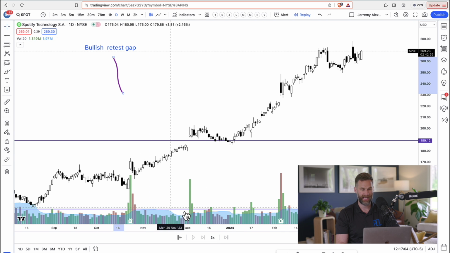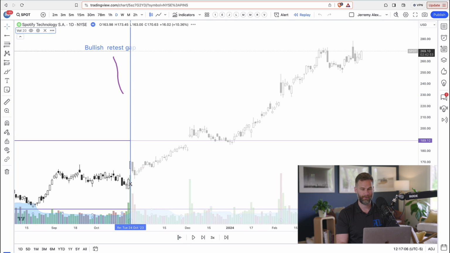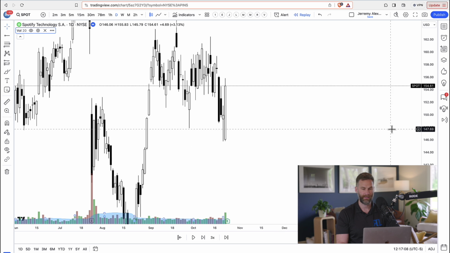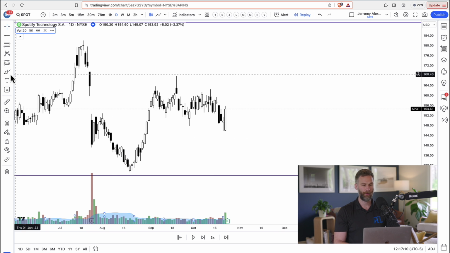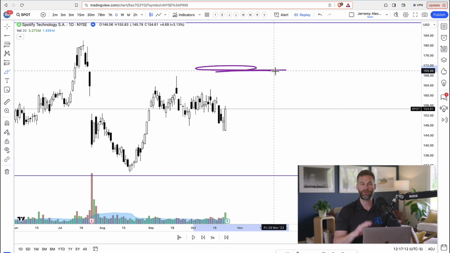Now, a bullish retest gap starts with a bull candle gapping up. That's it. Now, the candle after the gap is irrelevant. We do not care about the candle color that comes after the gap. What we care about is the candle that happens before the gap.